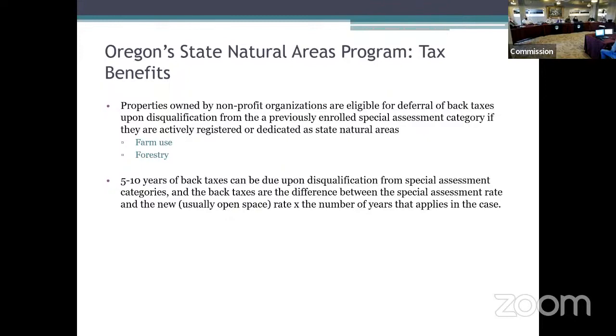And for that reason, when we did rulemaking in 2019, we rewrote some of the rules to give local government, and especially county assessors, a role in deciding the designation of these properties. So we provide advance warning of a petition for a natural area registration, and we provide an annual report of the natural areas that are designated in their county so that they are aware of which properties on the tax rolls are in this situation.